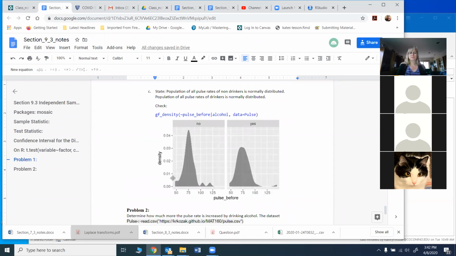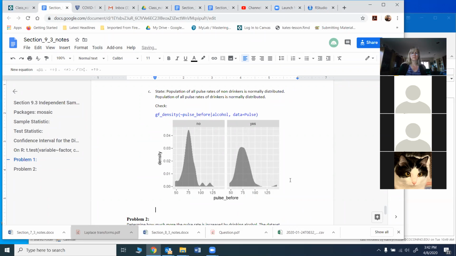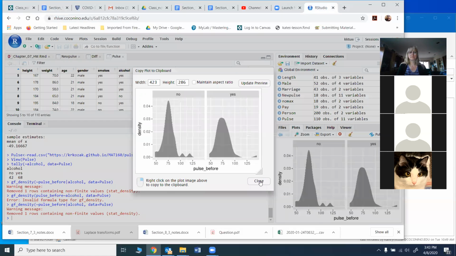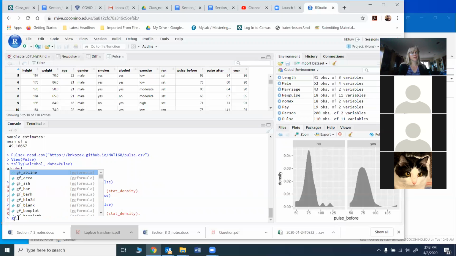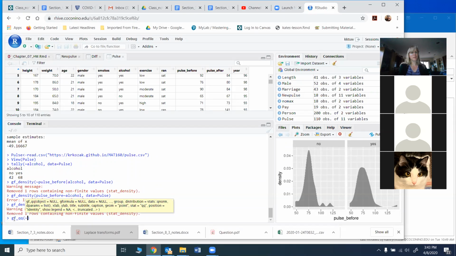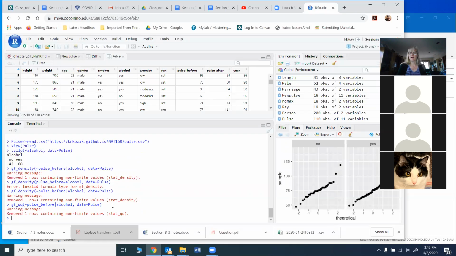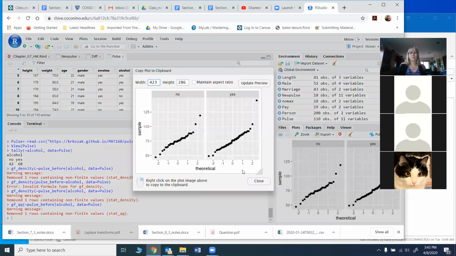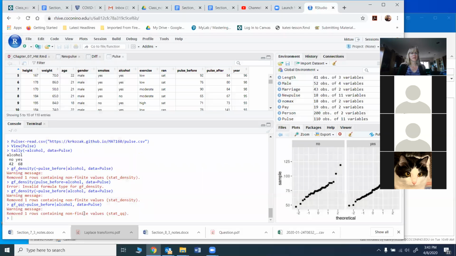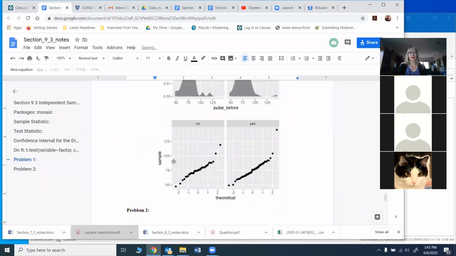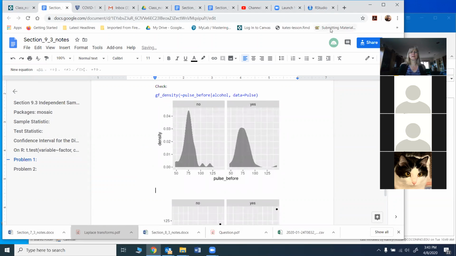All right, so what do you think? Do these look normal? Yeah. All right, let's go get the QQ norms. So gf_qq, again we're dealing with pulse before. We want to separate it based on alcohol, and our data is pulse. We've got those, and we're going to export those, copy to clipboard, and put it in here. I'll also put in the command I did so you can remember what command we did.